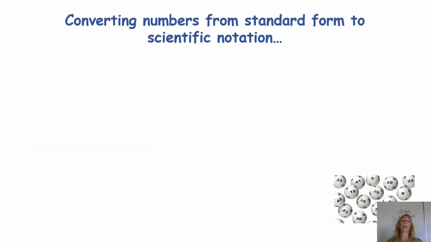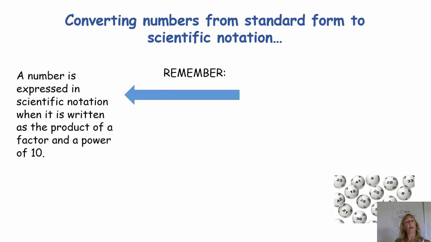First thing we're going to do is convert numbers from standard form to scientific notation. Standard form means just a regular old number, and we're going to be placing that into scientific notation, which you learned is a factor multiplied by an exponent with a base of 10. So let's remember: a number is expressed in scientific notation when it is written as the product of a factor and a power of 10. Don't forget what the word product means. Product means multiplication. It's an answer when we multiply.